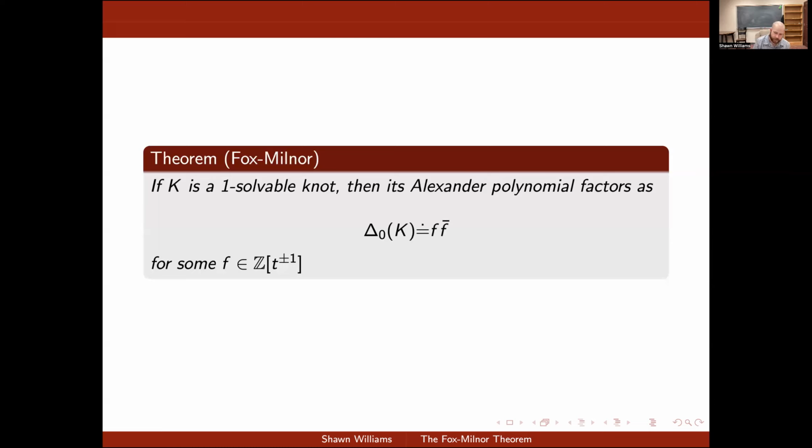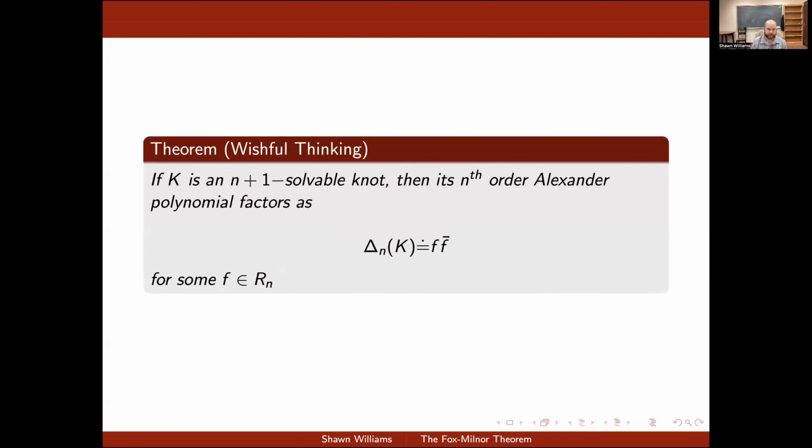If we're thinking about ways to extend this, one way we may have in mind is to say that if K is an n+1 solvable knot, then its nth order Alexander polynomial factors in this Fox-Milnor style. As I mentioned at the beginning of the video, this isn't exactly true. And what I want to do now is explain the obstruction to getting this sort of result on the higher order modules instead of on the new modules that we're going to be looking at later.